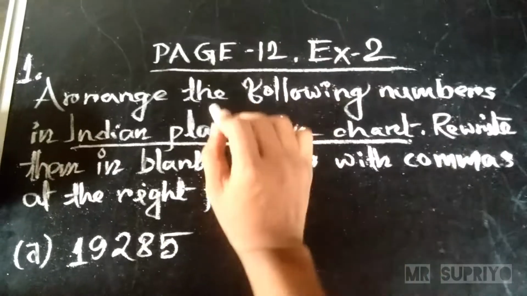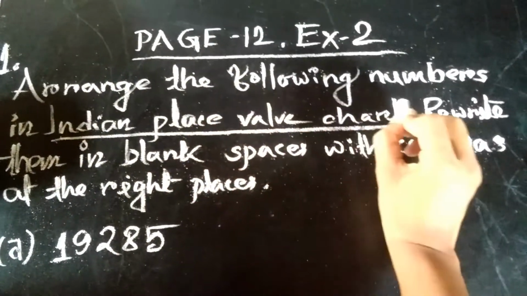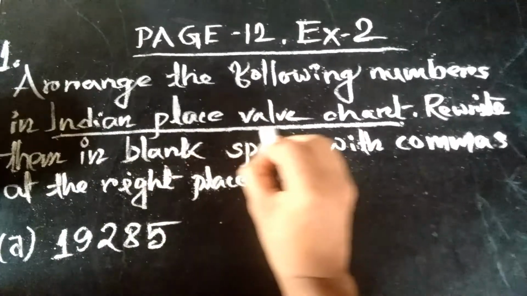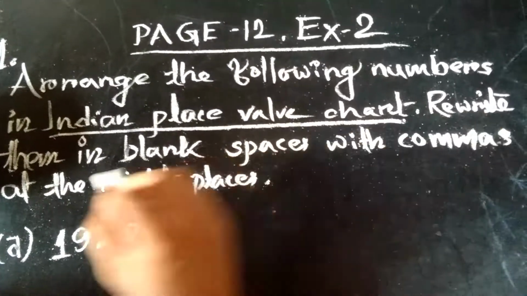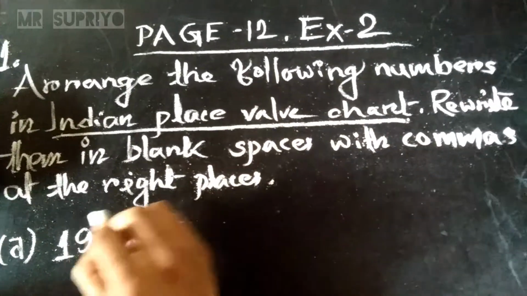Exercise 2, page number 12. Number 1. Arrange the following numbers in Indian place value chart. Write them in blank spaces with commas at the right places.